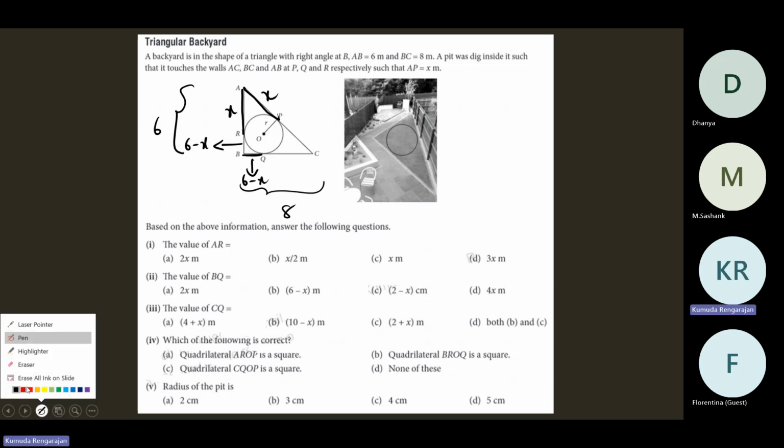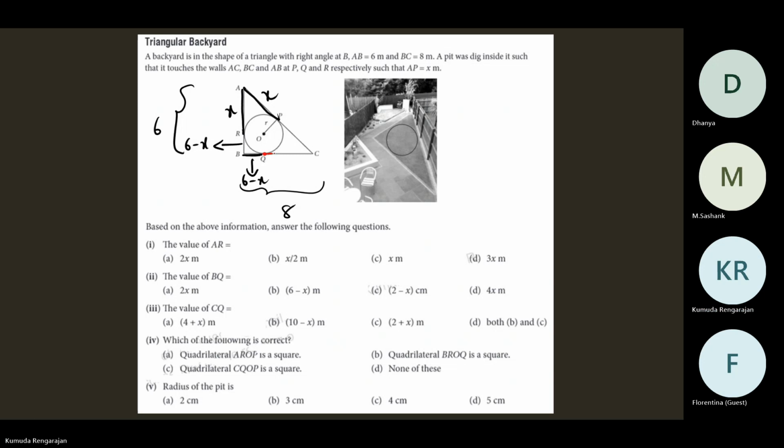Then this one will be 8 minus (6 minus x). So it will be 8 minus 6, 2, plus x. Sorry, children.